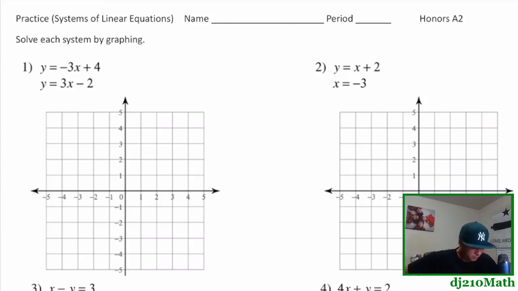All right, let's knock out some homework. So this should go fairly quickly, hopefully without mistakes.